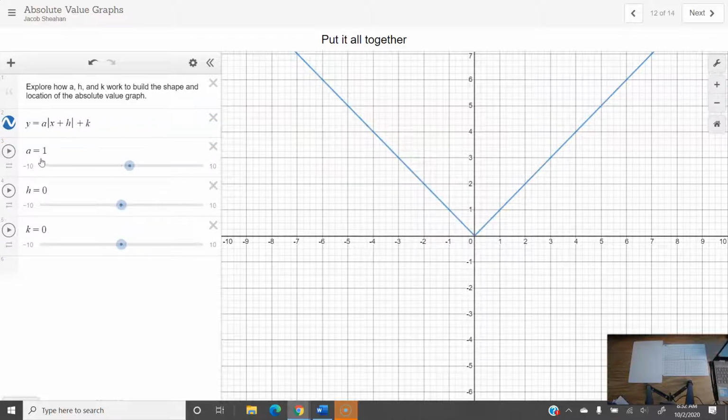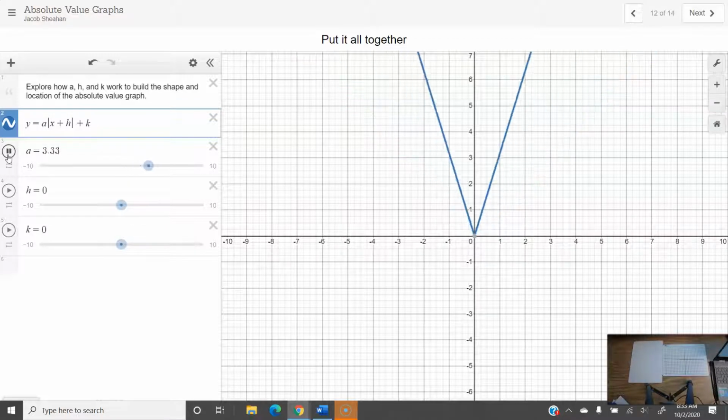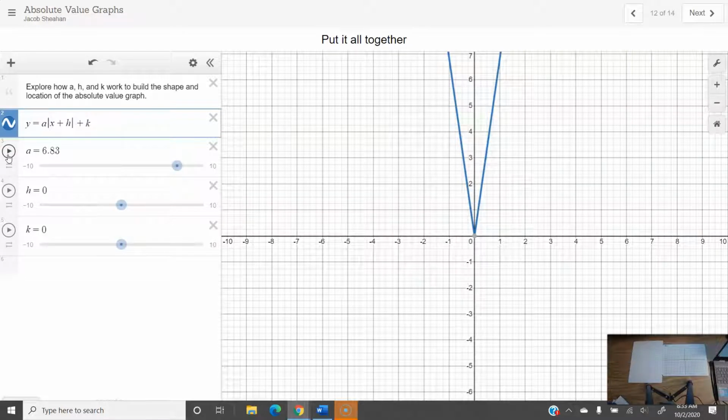And then finally we had the a. A acts like our slope. It's a little different though. If you remember from class, if you're graphing this, what we're going to do is find the vertex and then follow the slope up. Right now it's at 1, so we're going up 1 over 1, up 1 over 1. As we let this go, you'll see as it gets bigger, it gets steeper, it gets to be like a sharper point.